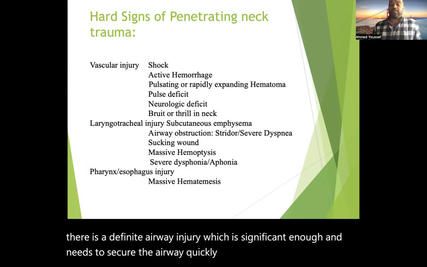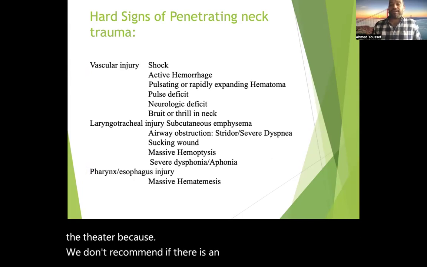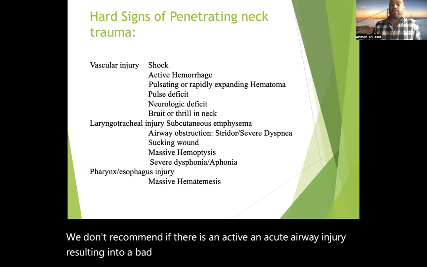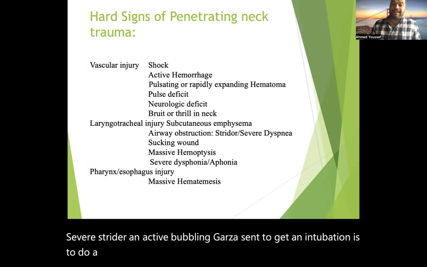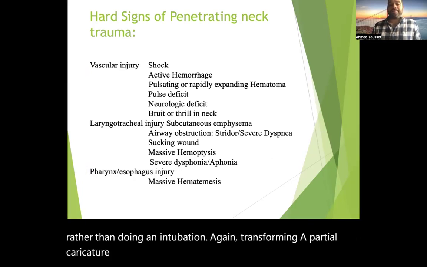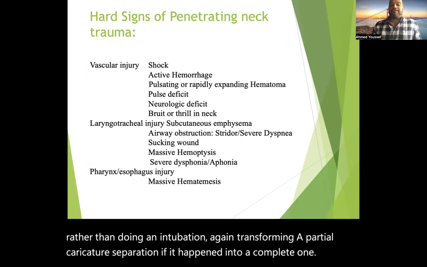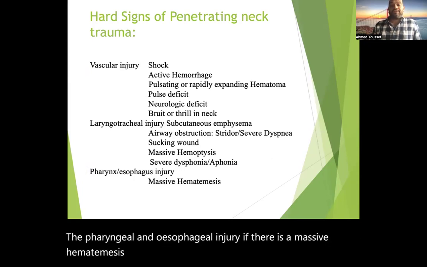And that's preferably in the theater, because if there is an acute airway injury resulting in bad surgical emphysema, severe stridor and active bubbling, we don't recommend intubation. Rather, do a tracheostomy under local anesthesia. That's much safer than doing an intubation, which could transform a partial cricotracheal separation, if it happened, into a complete one. A pharyngeal and esophageal injury: if there is a massive hematemesis and a massive surgical emphysema, again that's an indication for exploration.